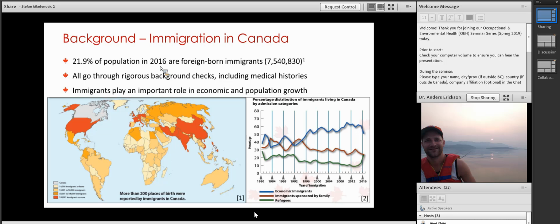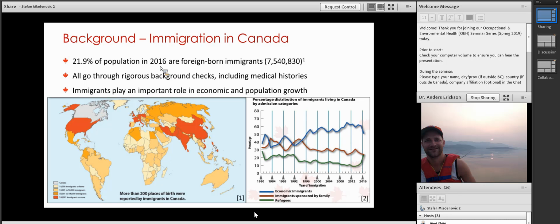So background. Canada has a large immigration and foreign-born population, almost 22% as of 2016. Despite what you might hear in the media, they all go through vigorous background checks, including medical histories. And immigrants play a very important role in economic and population growth, specifically in finding skilled workers in regions across Canada.